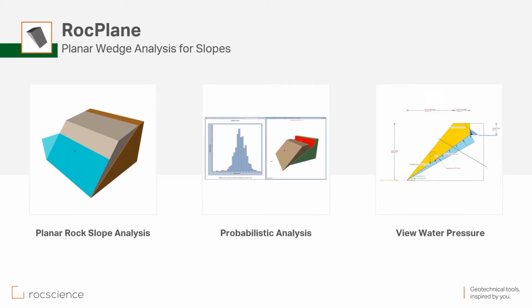RocPlane is one of our simple programs. This is for planar wedge analysis for a slope. You can include pore water pressure in the analysis, and ponded water load. You can do very fast probabilistic analysis on it, and you can use it to do support design. Also, we have different options for viewing the results as well.